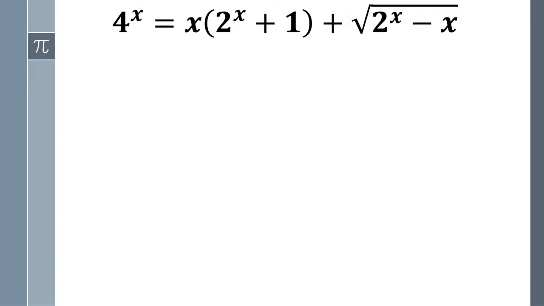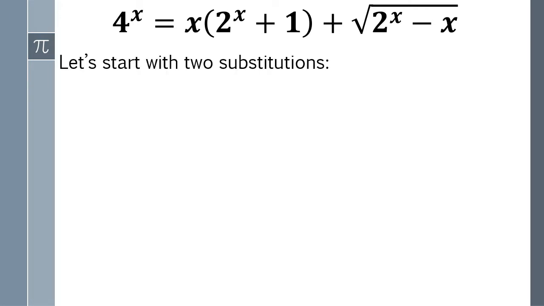When we see this type of equation, we note that both the exponent expression and the radical expression are not easy to handle. A common way to deal with it is to do substitutions. And here, we decide to do two substitutions. In detail, the square root of 2 to the x minus x can be substituted with m, and 2 to the x power can be substituted with n.